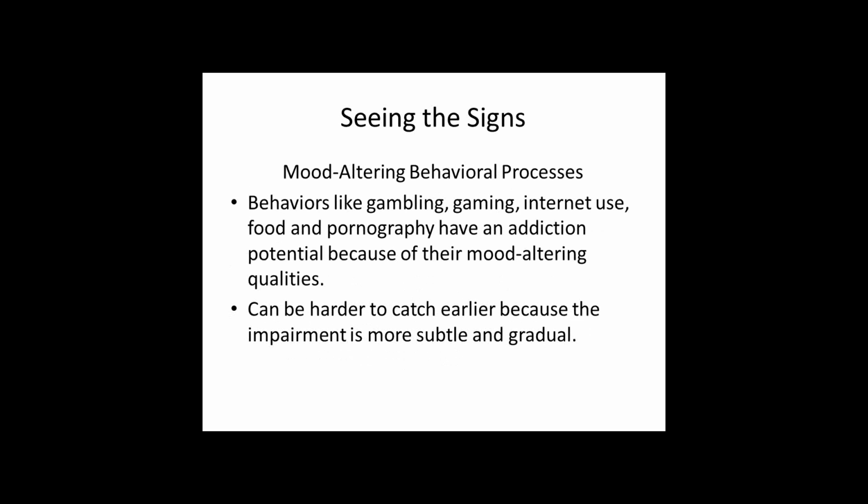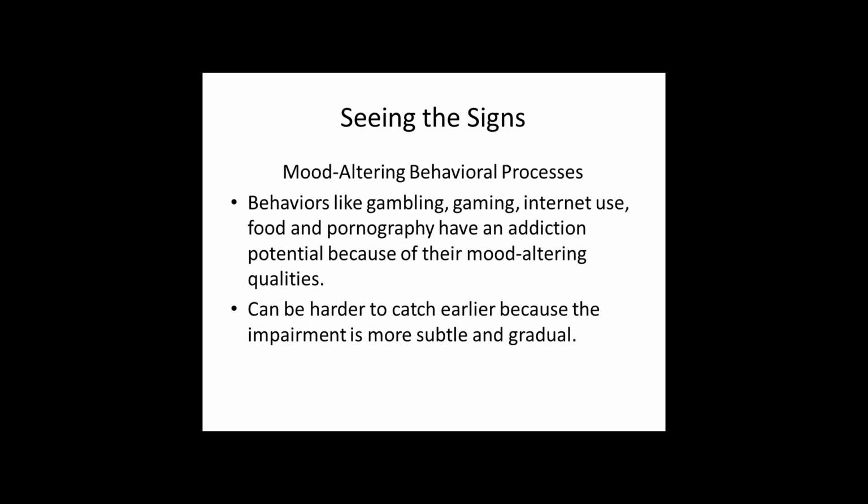And with access to gambling or gaming or internet use as close as someone's phone, the abuse potential is pretty high. It's harder to catch earlier because the impairment is more subtle and gradual as they engage more and more, and it's more easily kept secret because you don't have to worry about smelling like alcohol. You don't have to worry about coming home late because you were at a party, because you could just be in your room. So it can be much more insidious and gradual, their descent into misuse or dependency on behaviors.